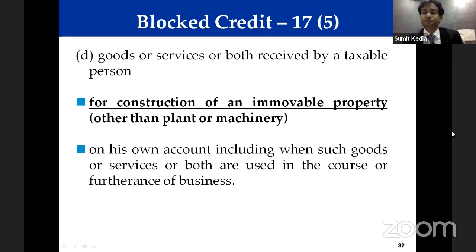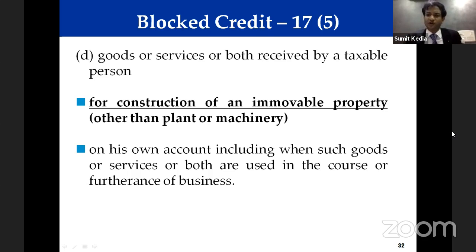Clause D says, goods or services or both received by a taxable person for construction of an immovable property. So again, it says, if I receive goods or services for construction, I will not be eligible to claim credit, except again plant or machinery. If you see, the previous clause C said plant and machinery. Clause D says plant or machinery on his own account, including when such goods are used for the course of furtherance of business.